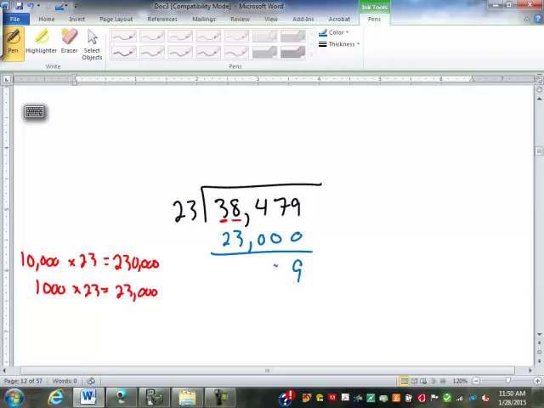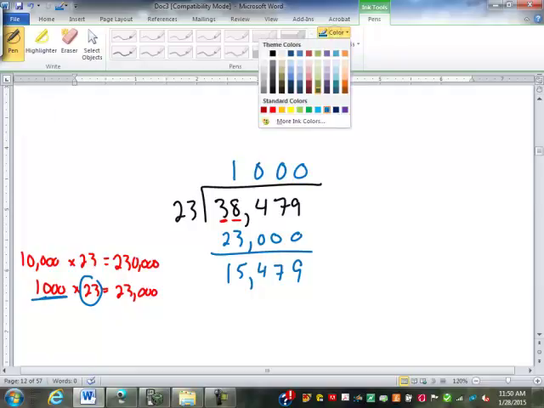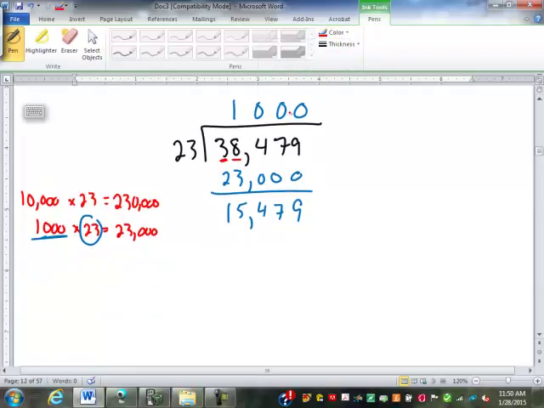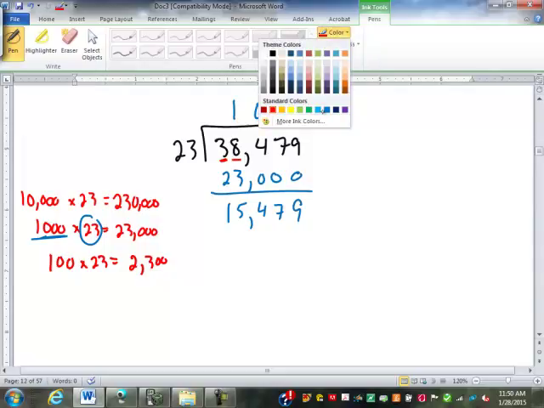Subtracting 23,000 gives us 15,479. So what we subtracted there was really 1,000 23s. So we just subtracted 23 1,000 times. Our next place value would be hundreds. 100 times 23 is 2,300. Oh, let's see. Will that go in there 7 times? No, it'll go in there 6 times, it looks like.